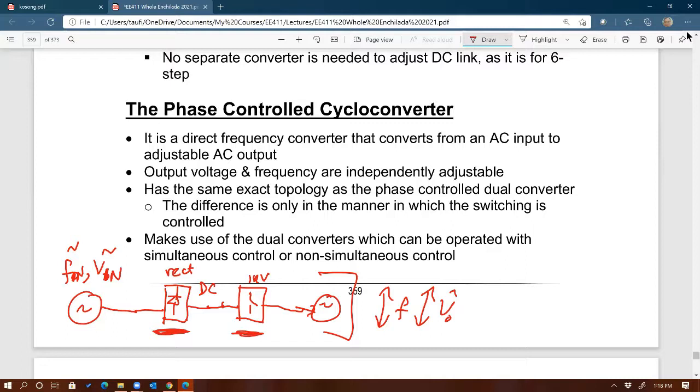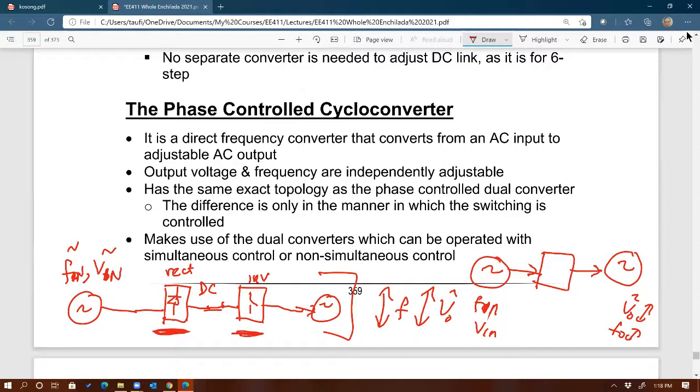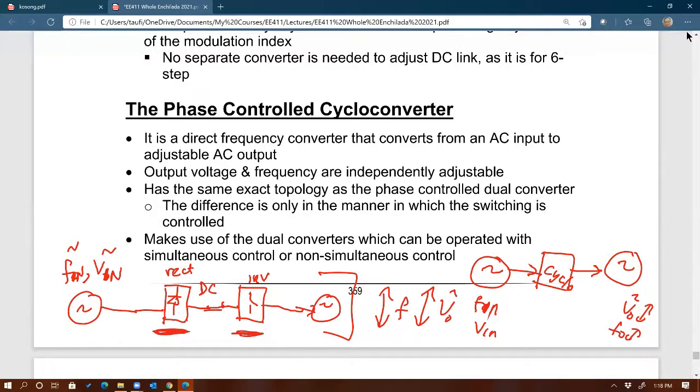There is another method where we can directly convert AC to AC, the same objective: adjustable RMS, adjustable frequency. However, we can actually do a direct method, one stage. I keep putting F out there. So this one-stage method is called a cycloconverter. So no two stages, this is just one stage.